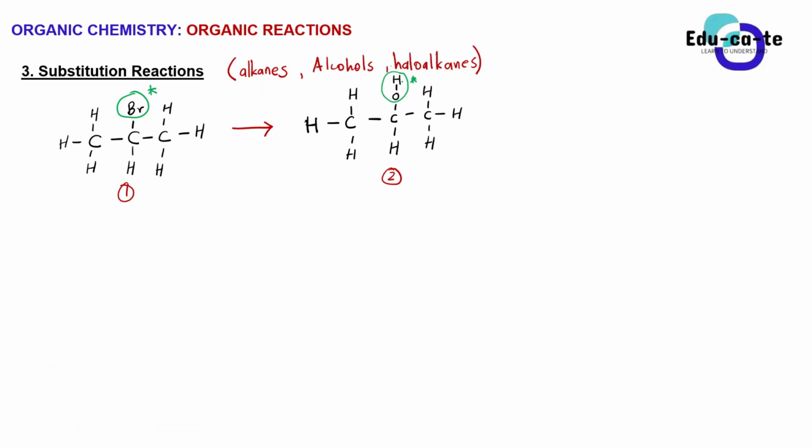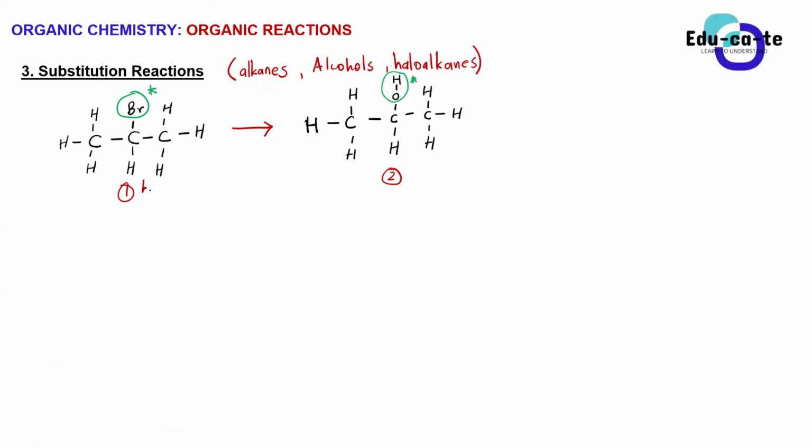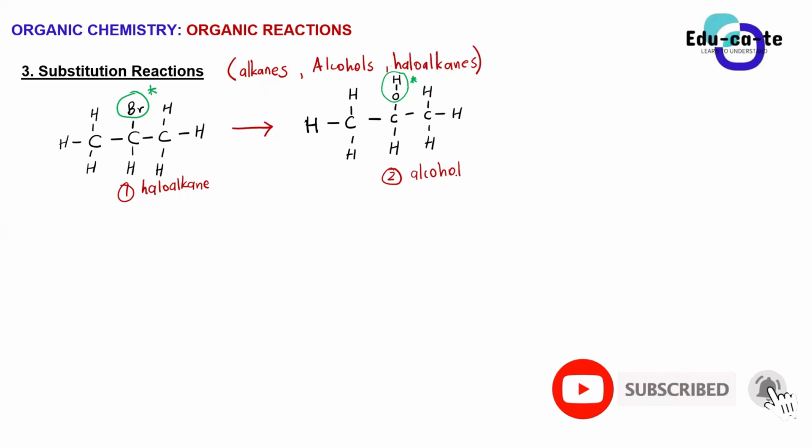A hydroxyl group. So it means that the homologous series will totally be different, because the first one that we have here is a haloalkane. This is a haloalkane. And then we are changing it. We are making it what? We are making it an alcohol. Because once it has got a hydroxyl group, an OH, bonded to one of its carbons, it now becomes an alcohol.